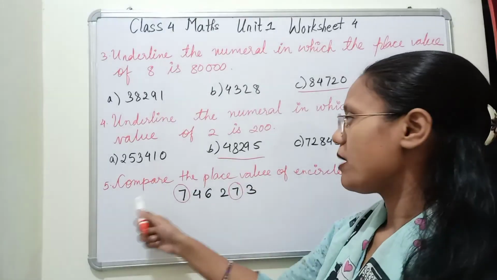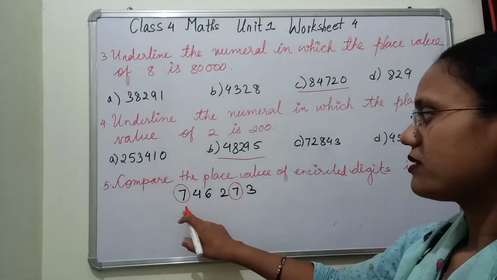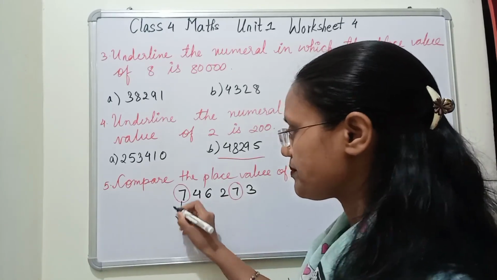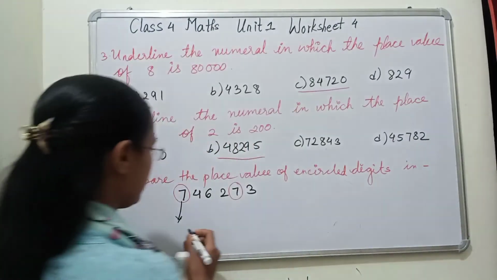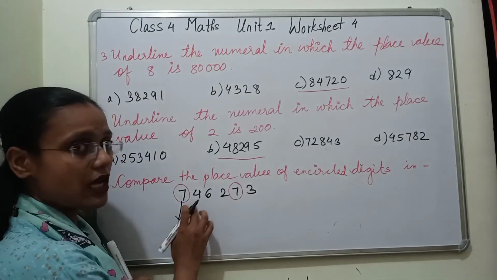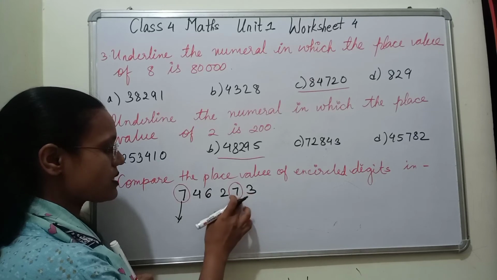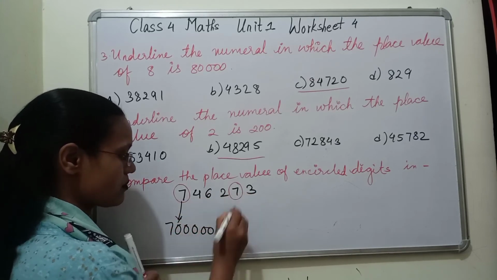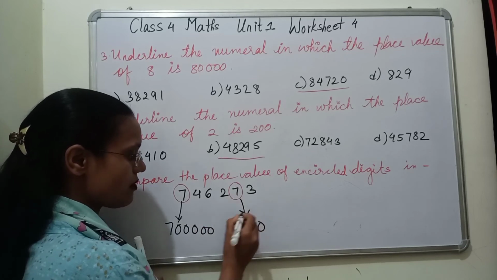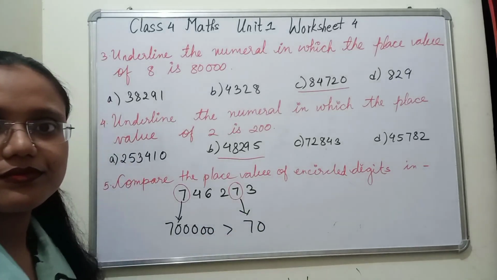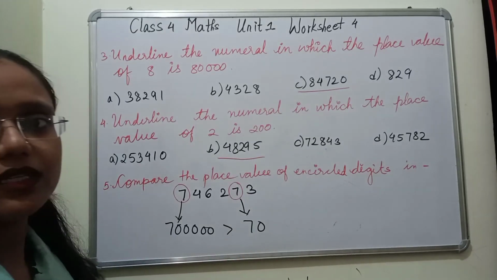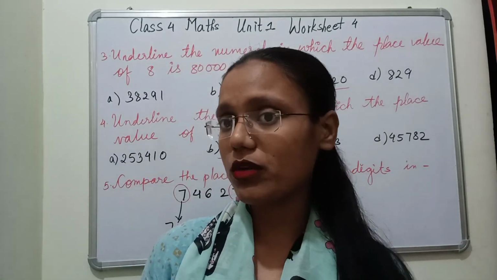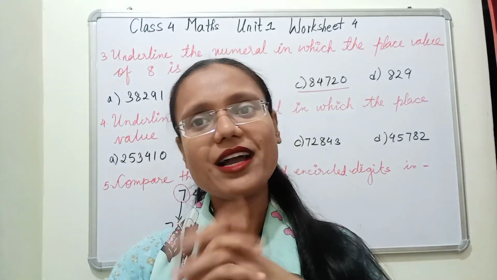Now see question number 5. Compare the place value of the encircled digits. You have to compare the place value of the encircled digit. Here, what will the place value of 7 be? Ones, tens, hundreds, thousands, ten thousands, lakh: 7 lakh. And here it is 70. So it is greater. This is greater than 70. So with this question, we have completed our worksheet number 4. In the next video, we'll be doing worksheet number 5. Bye-bye and take care.